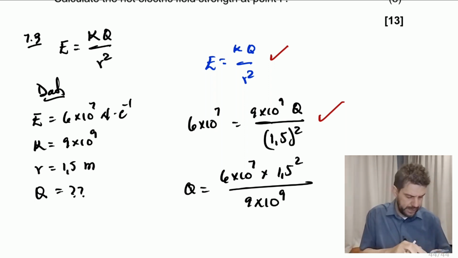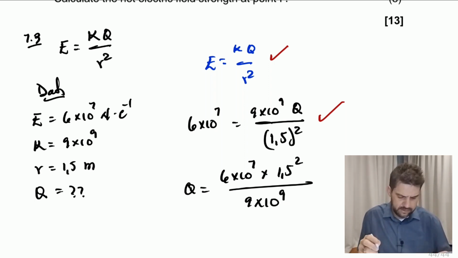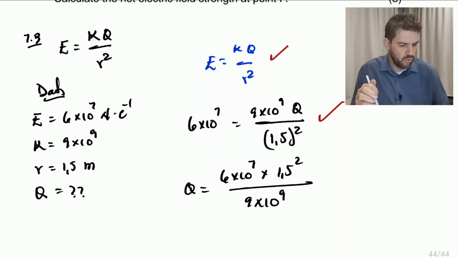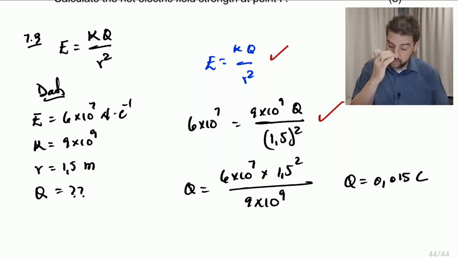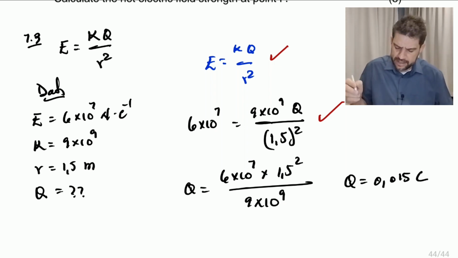And now I'm going to use my calculator right away. 6 times 10 to the 7, times 1,5 squared, divided by 9 times 10 to the 9. Guys, I get 0,015 coulombs. The charge I get here is equal to 0,015 coulomb. You can write it in scientific notation, it's not needed. That is my answer, guys. I hope you get the same answer.